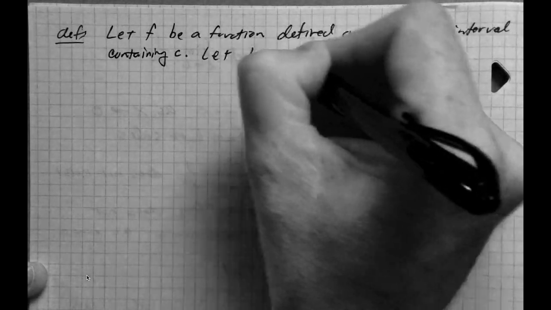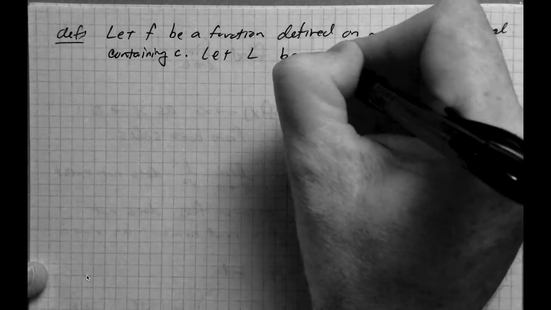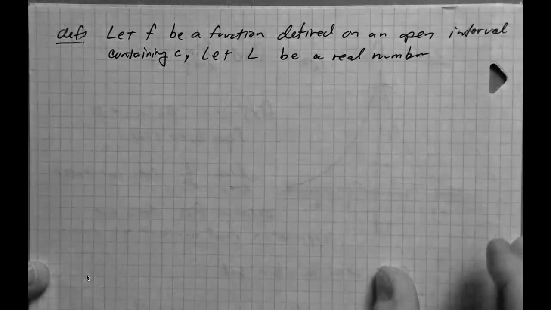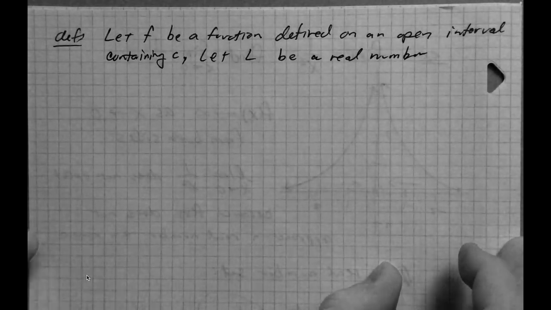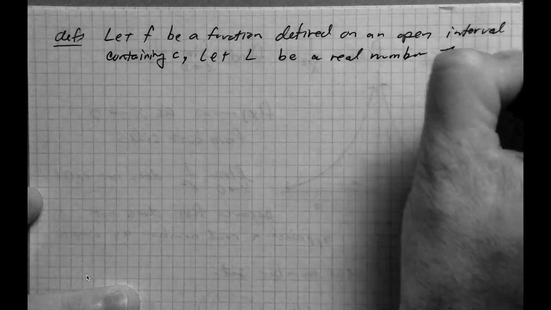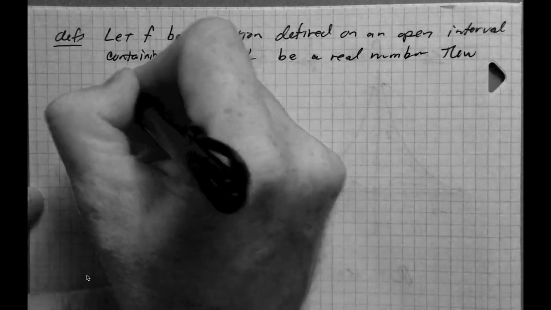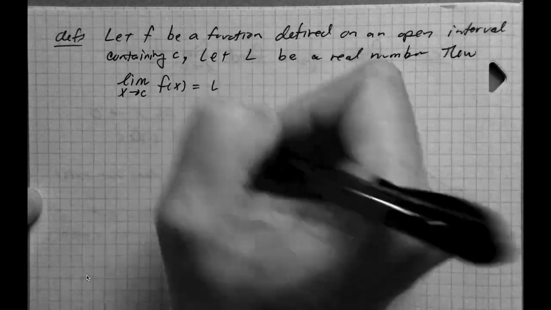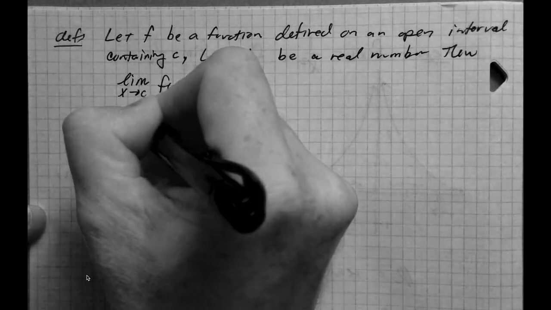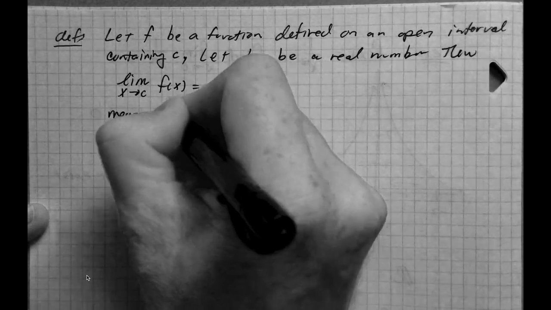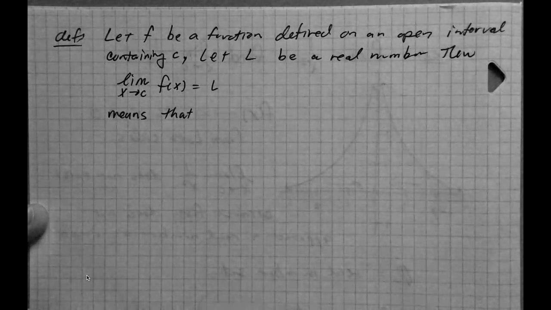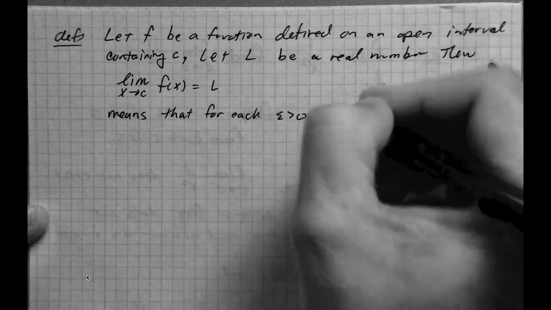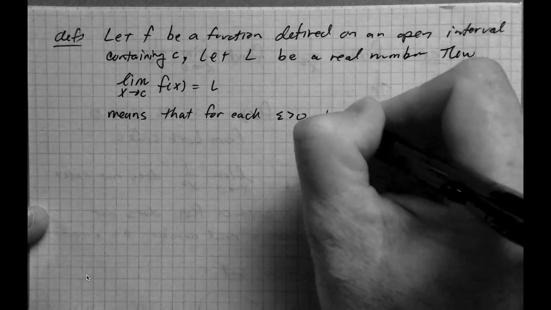Let L be a real number. Then the limit as x approaches c of f of x equals L means that, and this is where it's going to get a little hairy, it means that for each epsilon greater than 0, there exists a delta greater than 0.